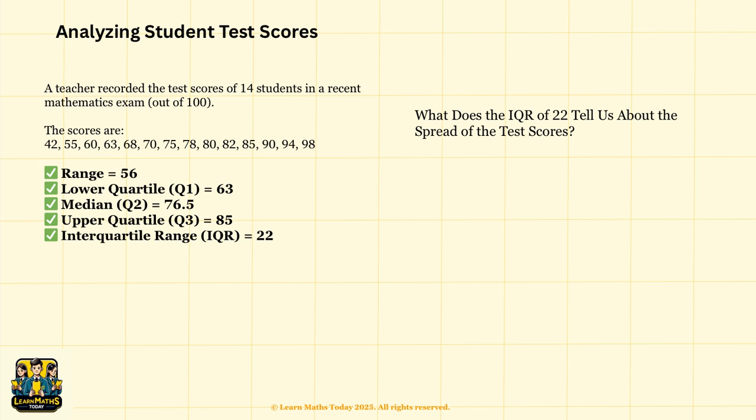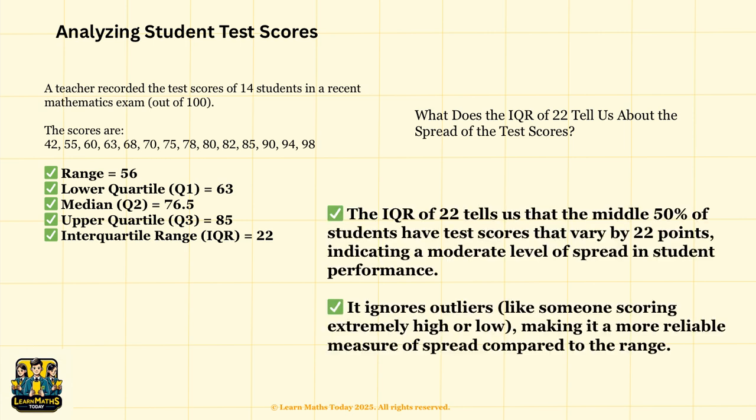And what does the IQR, interquartile range, of 22 tell us about the spread of the test scores? The interquartile range of 22 tells us that the middle 50% of students have test scores that vary by 22 points, indicating there's a moderate level of spread in student performance. It ignores outliers, like someone scoring extremely high or extremely low, making it a more reliable measure of spread compared to the range.